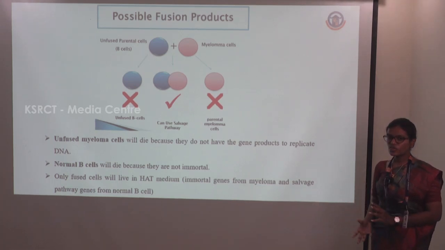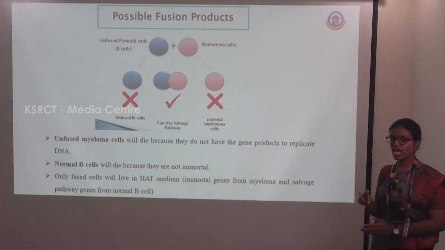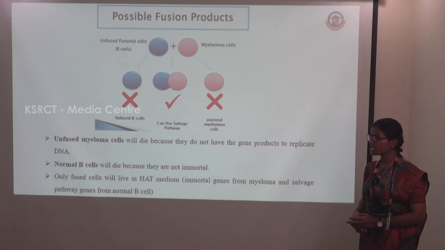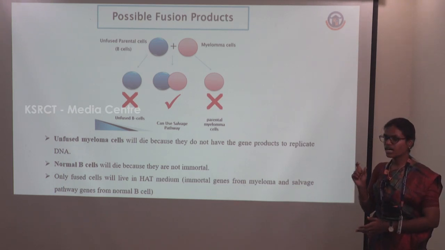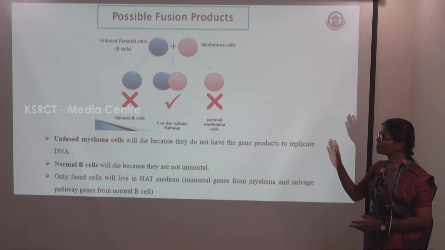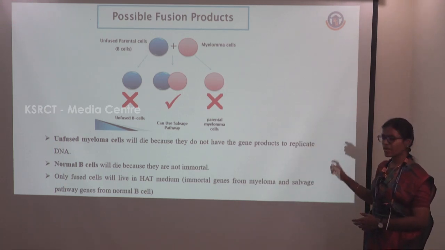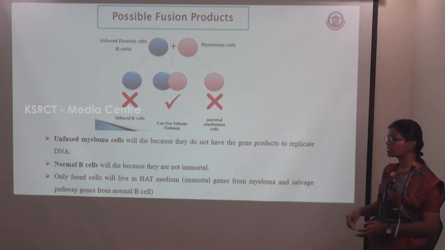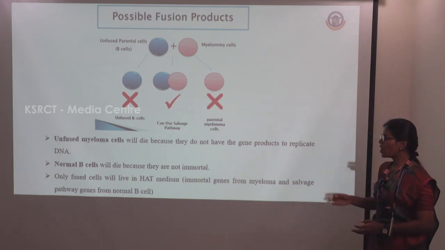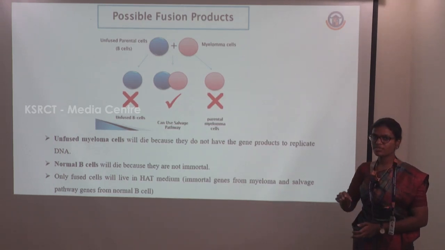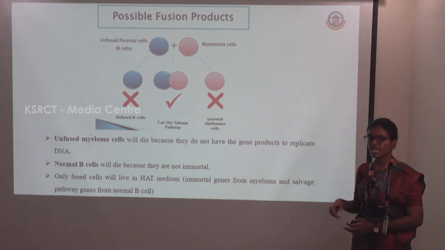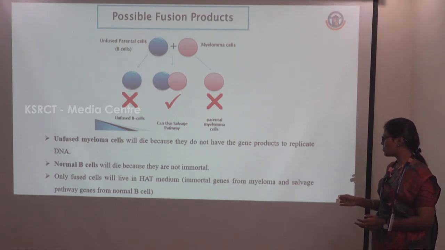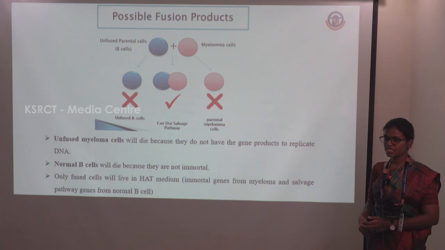And then after fusing the myeloma cells and B cells, we will have three possibilities. One is unfused B cells, another one is unfused myeloma cells, and another one is the possibility of correct fusion, which is fused B cells and myeloma cells. From this, unfused myeloma cells will die because they don't have a gene product to replicate the genome. Then normal B cells will die because they are mortal. Myeloma cells won't die in normal media because they are immortal, they are cancer cells. Then only the fused cell will survive in HAT media, with immortal genes from myeloma and salvage pathway genes from normal B cells.